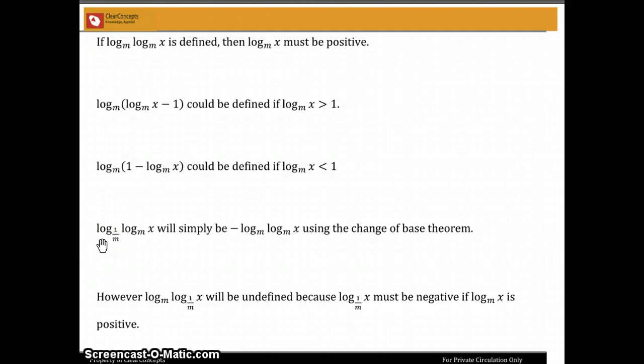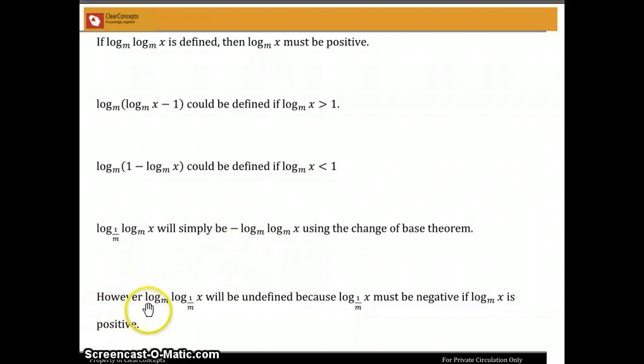Now let's consider the expression log to the base 1 by m of log to the base m of x. That, as we've seen from the previous slide, will simply be the negative of log to the base m of log to the base m of x using the change of base theorem. And so this would be defined because it's given that it's defined, and so this one is just the negative of what was earlier defined.